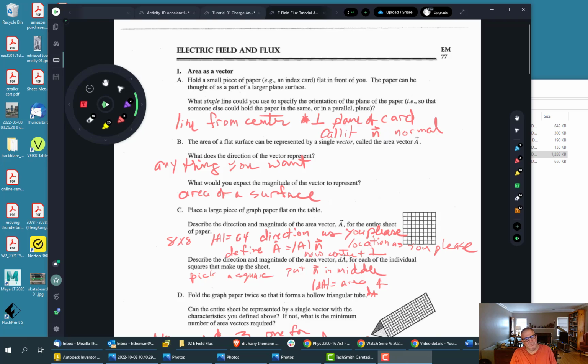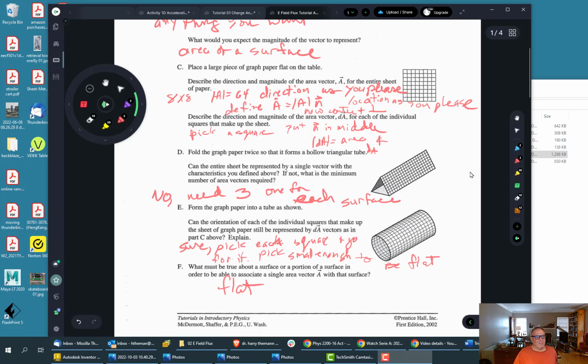Well, let's define a vector A a better way than they did and call it the magnitude of the area times the normal vector. So now we know to put it in the middle, and we need to put it perpendicular to the surface, in any direction you please, and the location wherever you want to put it as well, the initial answer. Because there's just no way of knowing. It's completely arbitrary at this point.